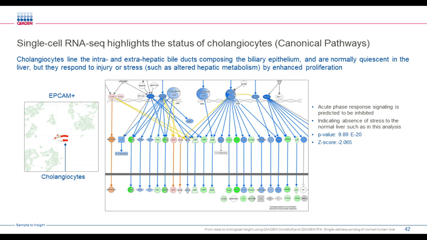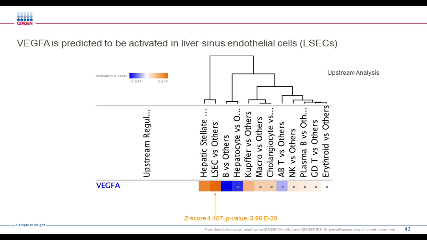Here, this is one of the top canonical pathways that has been predicted by IPA to be inhibited. So we are talking about the pathway called acute phase response signaling. And that pathway is predicted to be inhibited, in fact indicating the absence of stress, as we are looking at single cell sequencing from a normal human liver. That pathway should be predicted to be inhibited. This is a strong p-value, a strong z-score. So in a normal situation, the cholangiocyte should not trigger that particular pathway. And that is confirmed by the QIAGEN IPA analysis.